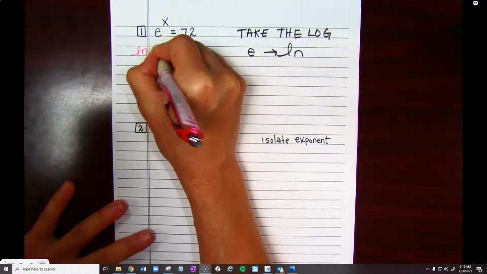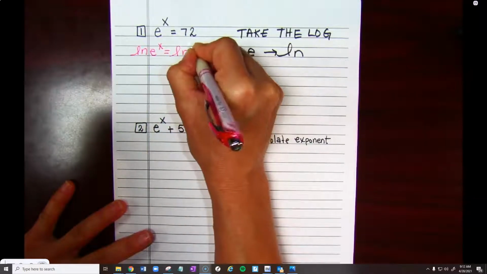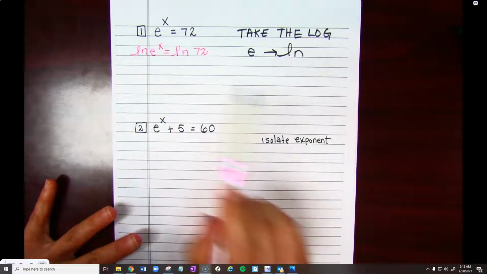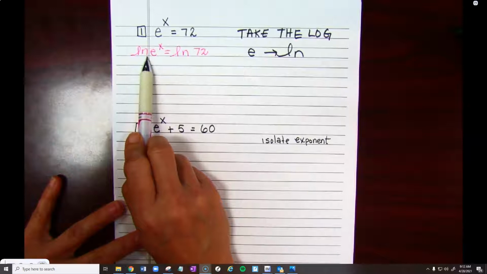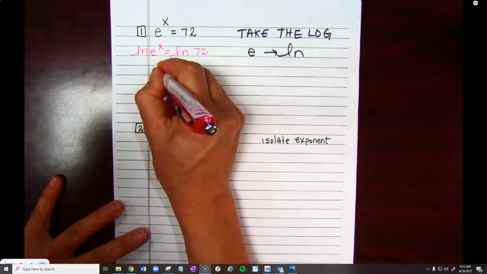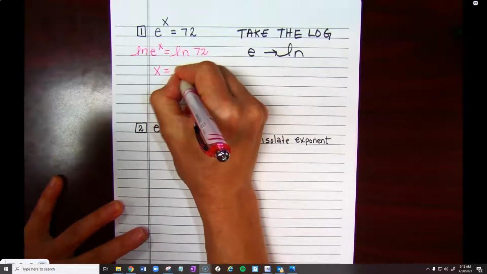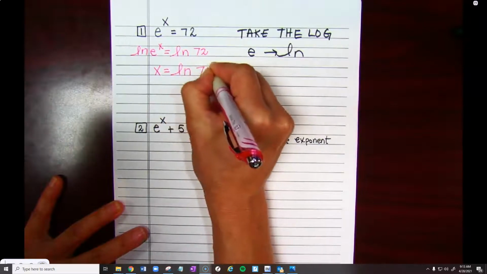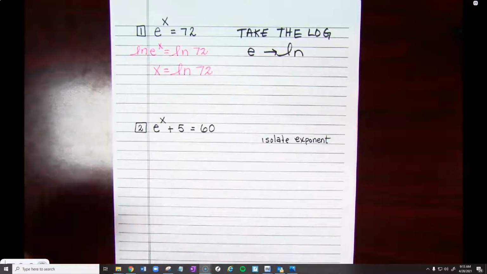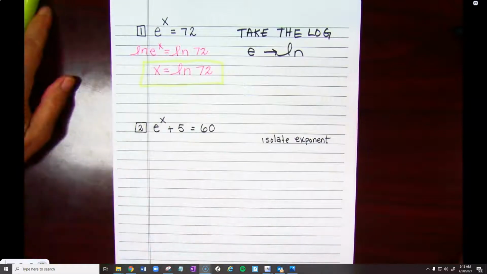If I take the log of the left side, I have to do the same exact thing to the right side. And remember your log properties. The base is e here, which means that's going to get wiped out completely. So I'm able to solve for x. X is completely isolated. X is going to equal the natural log of 72. X is by itself. We can go ahead and box that in because that is solved correctly and able to be entered on the calculator.